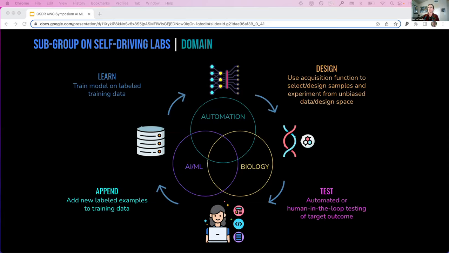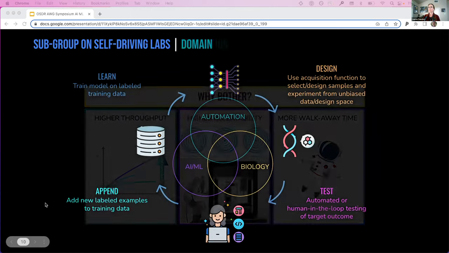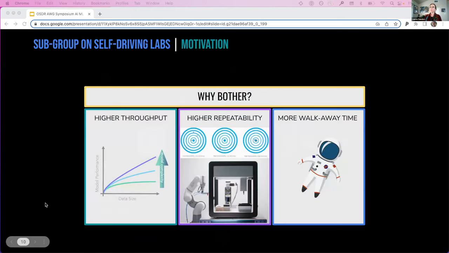We envision a cycle in which we train a model on labeled training data. We then use an acquisition function to design sample selection and an experiment from an unbiased design space, followed by automated human-in-the-loop testing of the target outcome, and then adding new labeled examples to that original training data, and the cycle continues. The motivation for this work is to increase sample number through enabling higher throughput experimentation in space, increase repeatability and reproducibility via automated processes, and free up human time.